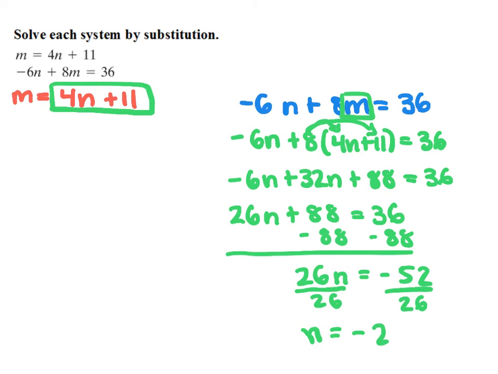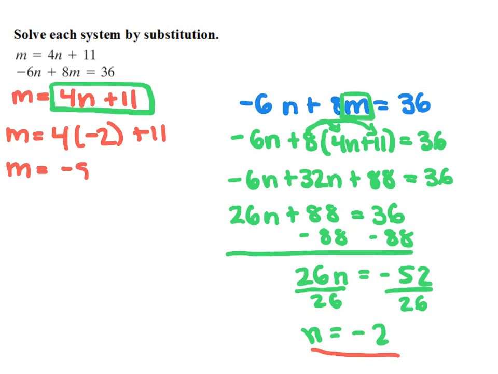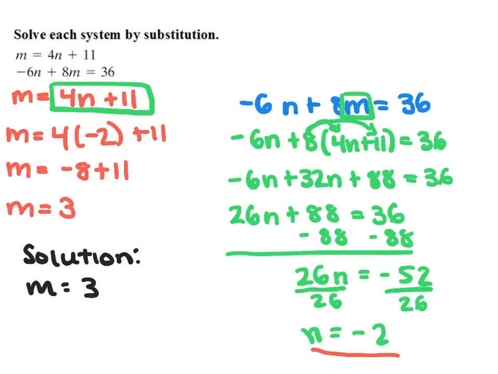Now I can take this value of n and plug it into the other equation. So m equals 4 times negative 2 plus 11. So m equals negative 8 plus 11. So that'll give us m equals 3. Now since the variables are m and n, our solution in this case would be m equals 3 and n equals negative 2.